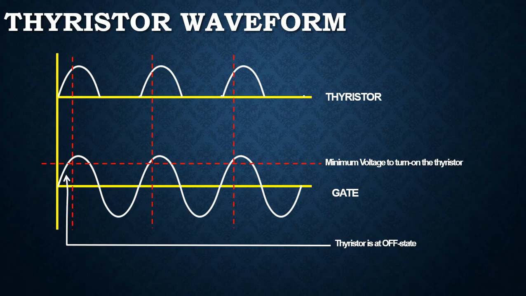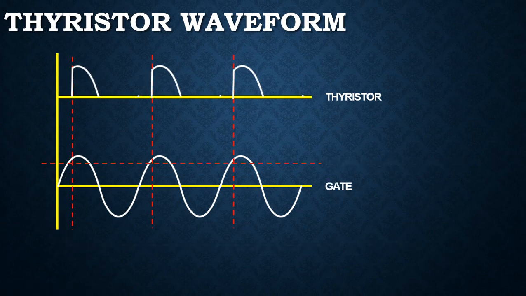Therefore, during this part of the cycle, the thyristor is at off state. At sa point na to, dito lang nag-on ang ating thyristor. Finally, ito ang magiging waveform ng thyristor. The output at the start is 0 until it starts to conduct. We lose one part of the positive half cycle.